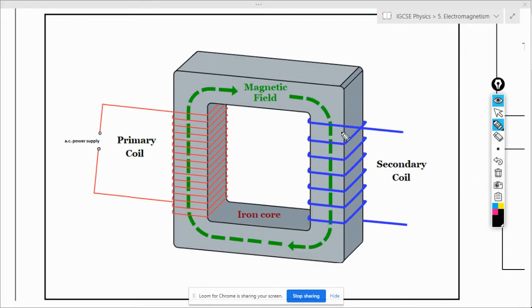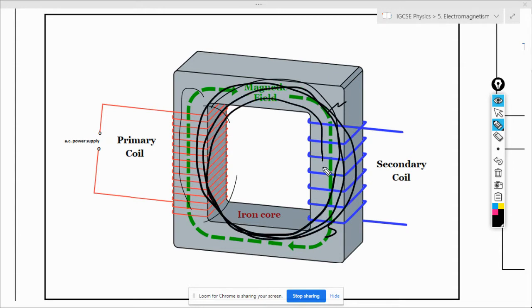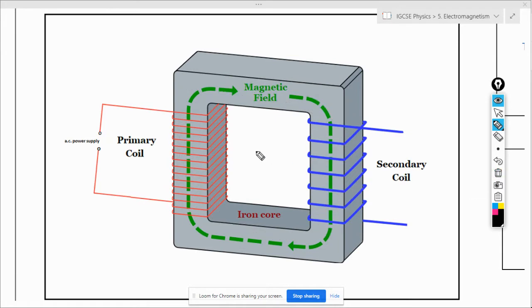So now let's take a look at our secondary coil. This secondary coil has a constantly changing magnetic field, because just as this was going north-south and then south-north, because this magnetic field is alternating, then this magnetic field is also alternating. The magnetic field from this coil gets sent through the secondary coil, but it's constantly changing because of this AC power supply. That means there's a constantly changing magnetic field inside of this secondary coil.